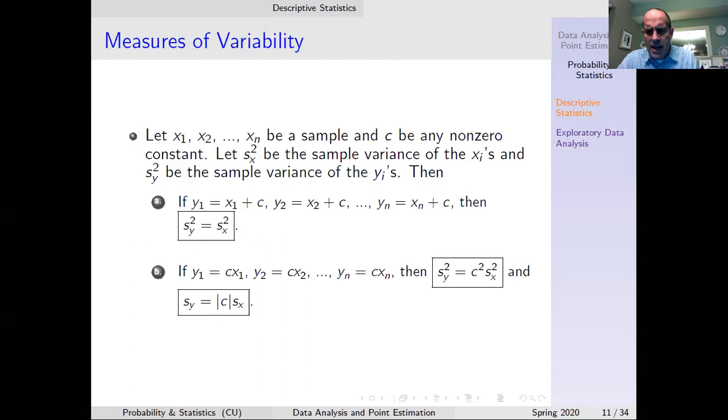Well, what do you think that's going to do to the sample variance? If I create this new sample by just adding c to everything, do you think that's going to change the variability? Well, no, you've just shifted everything by c. So the variability is going to be the same. It's not surprising that if you do the math, the sample variance is exactly the same for those new data values where I've added c to everything. It's the exact same as it was for the original data.